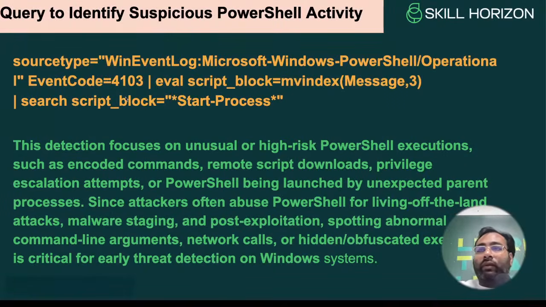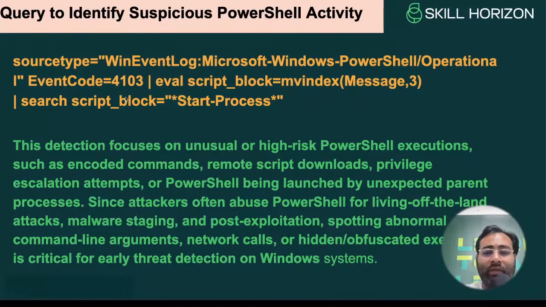So the next query we have is identifying suspicious PowerShell activity. What is PowerShell? PowerShell is available in both Windows and Linux. If you want to analyze any suspicious PowerShell activity, you can use this particular query in Splunk, which is sourcetype WinEventLog, then Microsoft Windows PowerShell operational, event code 4103, and then evil script log. This particular detection basically focuses on unusual or high-risk PowerShell execution.